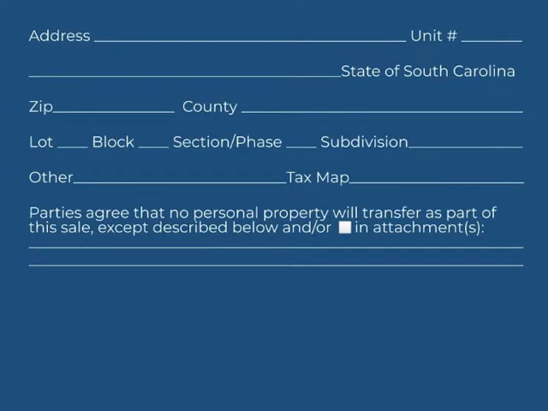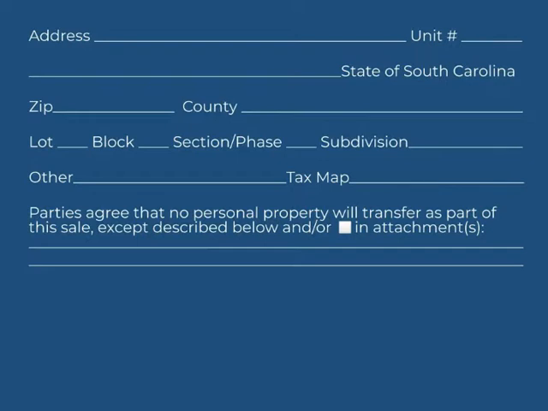This section is self-explanatory. You put in the address of the property, the zip code, lot, block. If you do not know, maybe the property doesn't have a block number. Maybe it only has a lot number, or it does not have a section and phase. You put NA in any spot on the contract that you do not have information for. So if it does not have a block in the legal description, then put NA. If there's no section or phase in the legal description, put NA. Do that on all the blanks that you do not have information for.